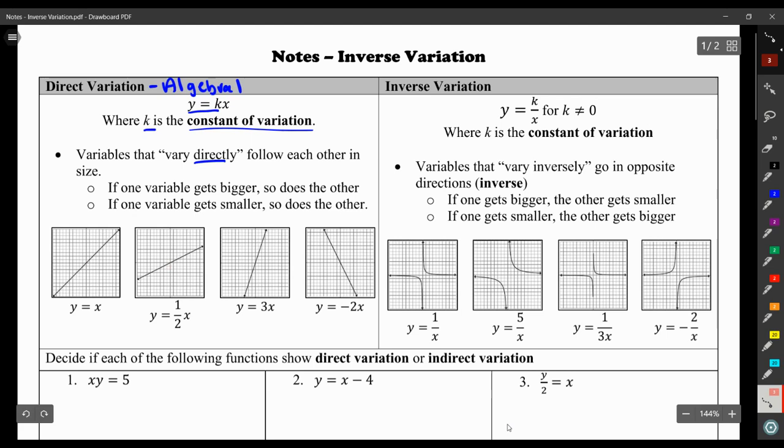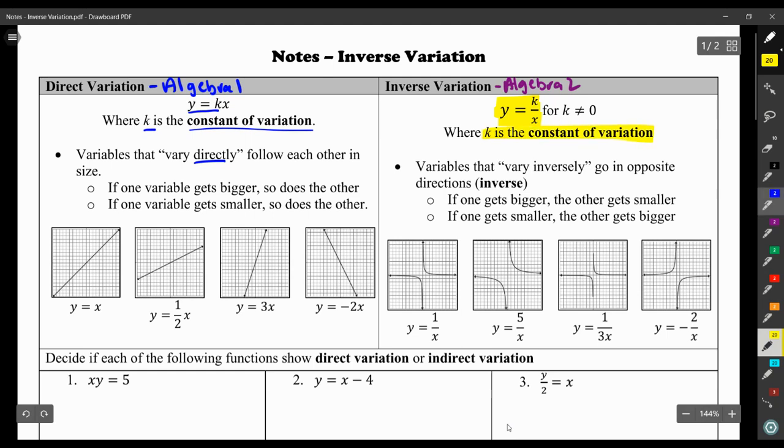back in Algebra 1. What we're going to talk about in Algebra 2 is inverse variation, or indirect variation. This is Algebra 2. For inverse variation, notice the difference in the equation. y is equal to k over x. And obviously k can't be 0, because if you make k a 0, you will have just plain old y equals 0. We still call k the constant of variation.